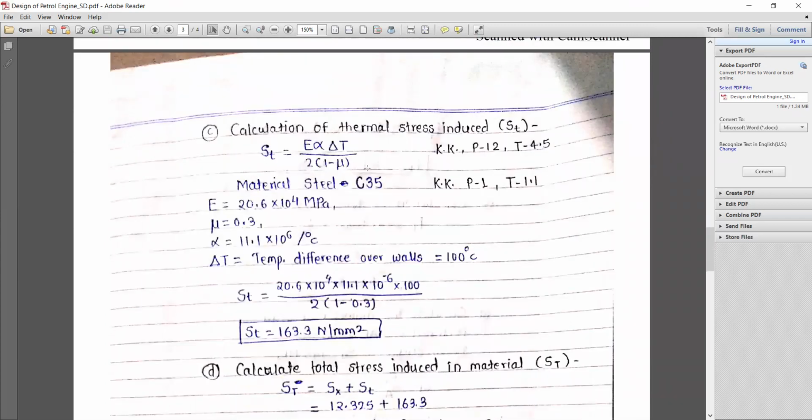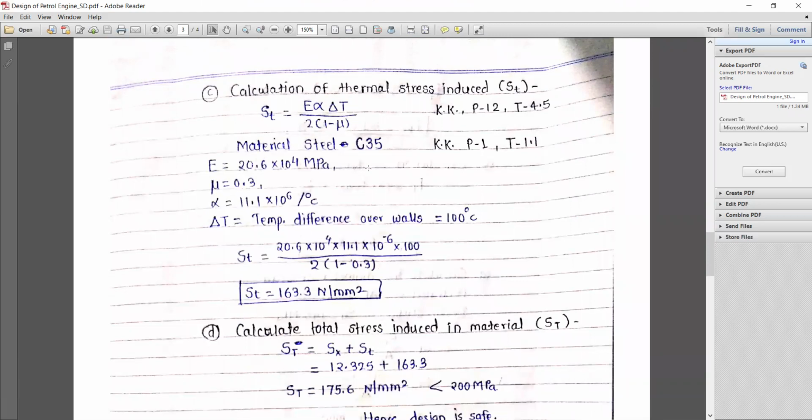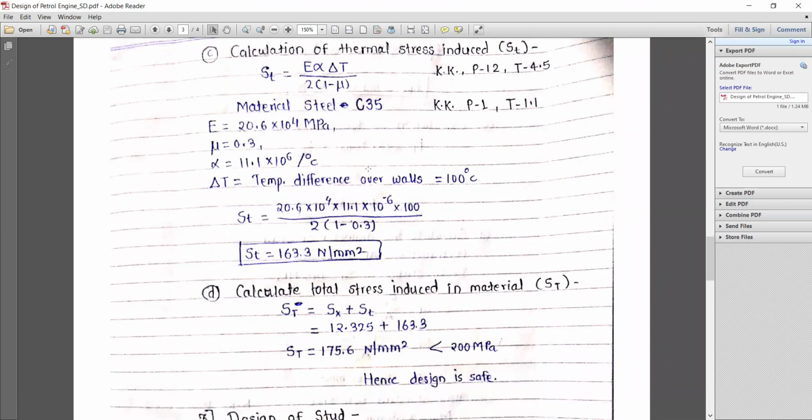Now thermal stresses induced inside the cylinder. So St is equal to E alpha delta T divided by 2 into (1 minus mu). Referring Kalekar page number 12, table number 4.5. The material we have already selected is steel C35. Kalekar page number 1, table number 1.1.